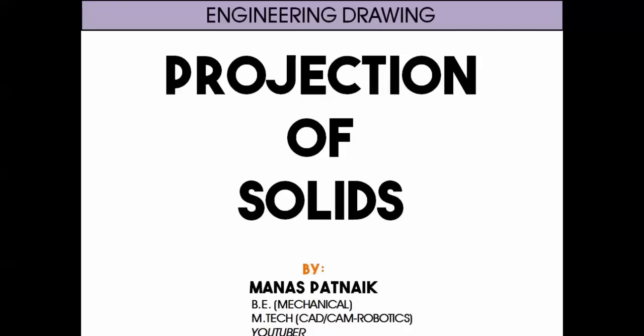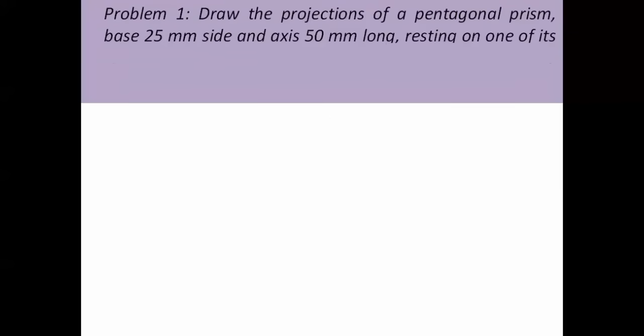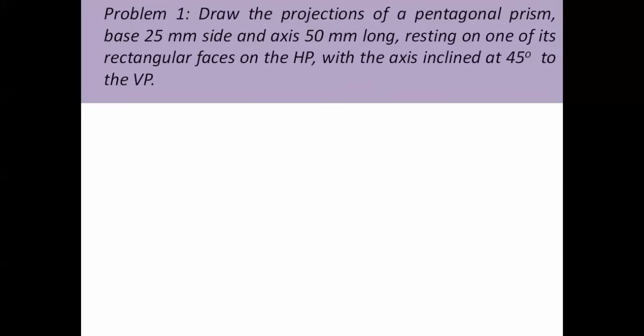So this time around, I'll be beginning a new lecture series on projection of solids. So without further ado, let's get down with the problem. This is going to be problem number 1 and it goes like this. Draw the projections of a pentagonal prism, base 25 mm side and axis 50 mm long, resting on one of its rectangular faces on the HP with the axis inclined at 45 degrees to the VP.